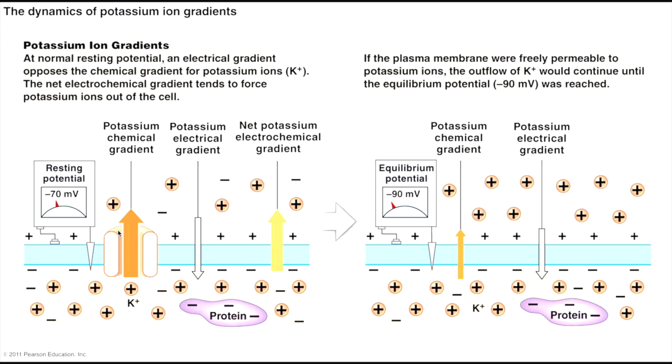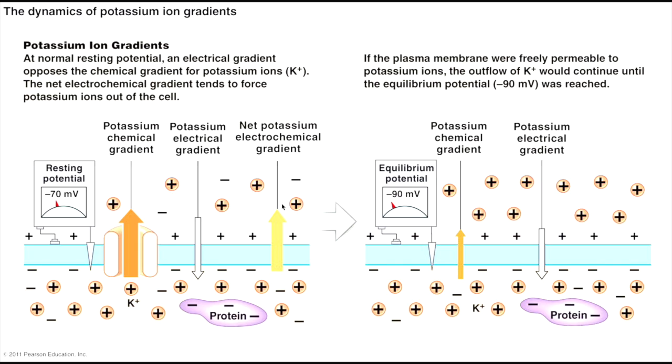So it has a chemical gradient. Potassium concentration is higher inside the cell, so due to its chemical gradient, it wants to leave the cell due to diffusion. But because potassium is positively charged, and the inside of the cell has more negative charges, the electrical gradient is pushing potassium into the cell. So the chemical and electrical gradient combined make up the electrochemical gradient, and combined it's going out of the cell.